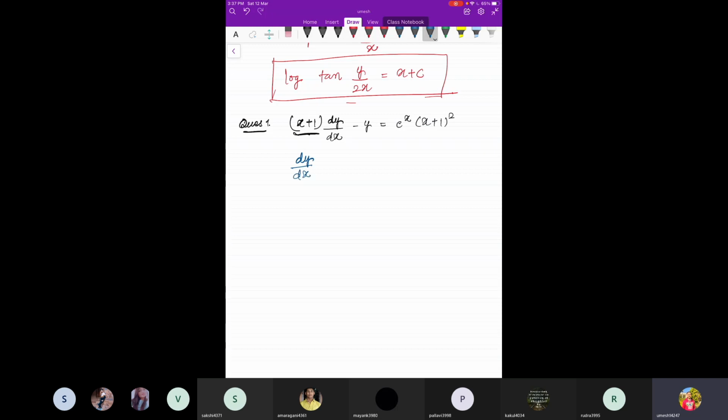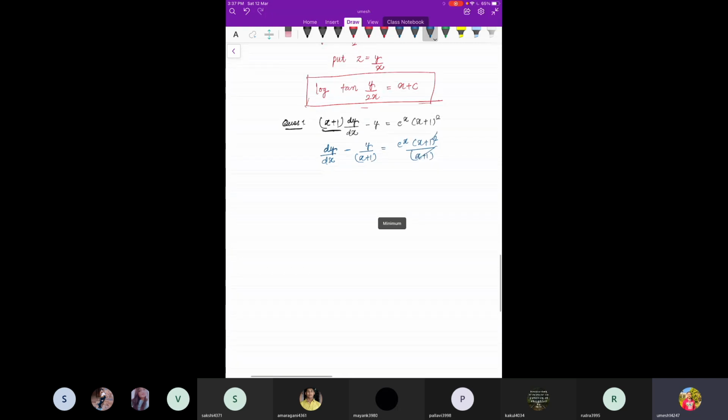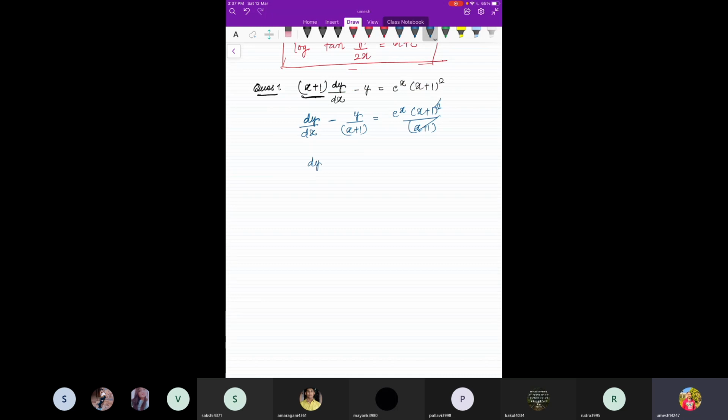dy by dx minus y over x plus 1 is equal to e to the power x times (x plus 1) squared upon x plus 1. Here the x plus 1 will cancel from the top, and here also one power will cancel. What will we end up getting? dy by dx minus 1 upon x plus 1 times y is equal to e to the power x times (x plus 1). I hope it's clear.